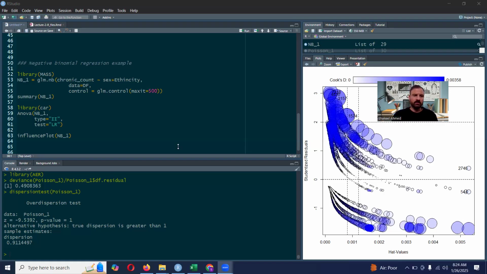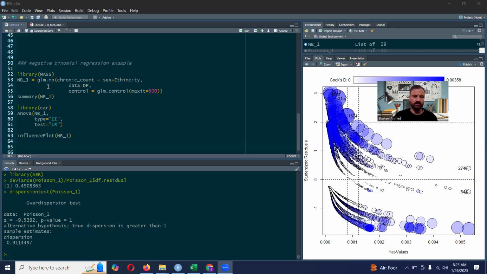So you need to install the MASS package, and the glm.nb is used for negative binomial. This is also a family of regression models, and we can get it from the MASS package.